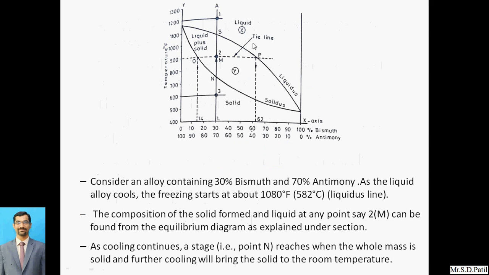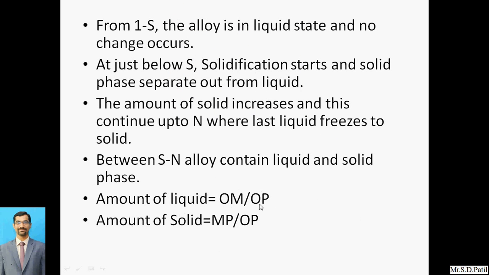Now in this particular diagram, the liquid is contained in this particular zone. So when we want to calculate the amount of liquid with the lever arm principle, we have to consider the opposite arm. Here we consider this as the lever, that is O to P, just a lever arm. So to calculate the amount of liquid, we consider the opposite arm, that is OM, divided by the total arm OP. So this is OM upon OP.